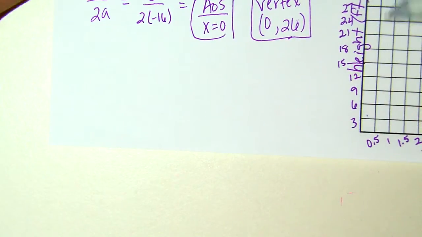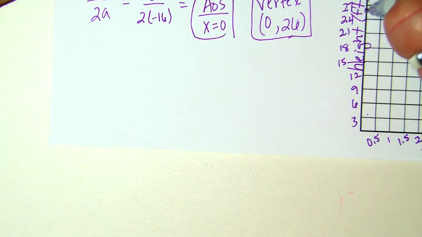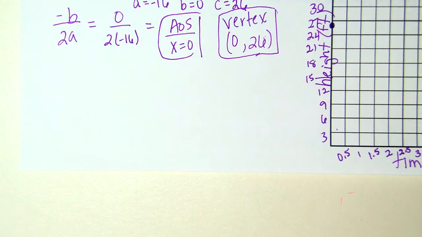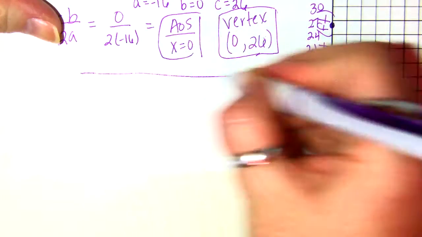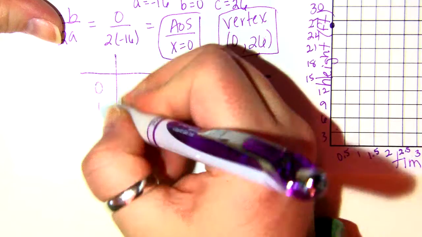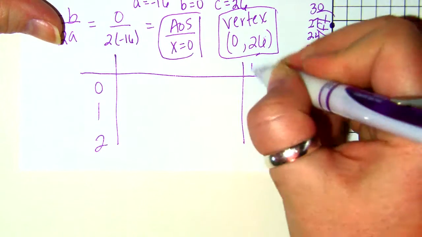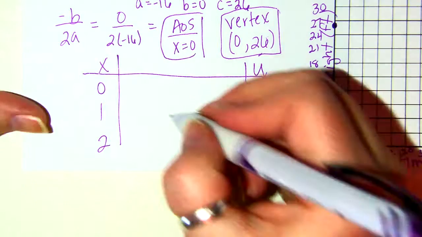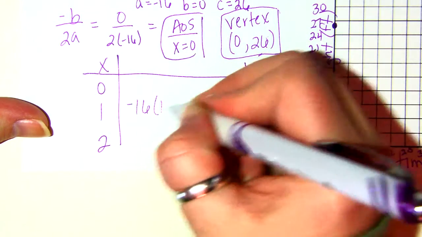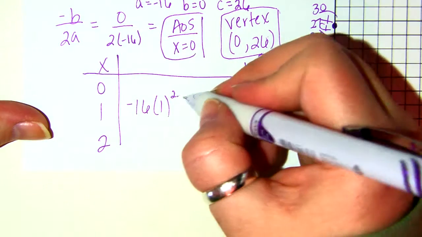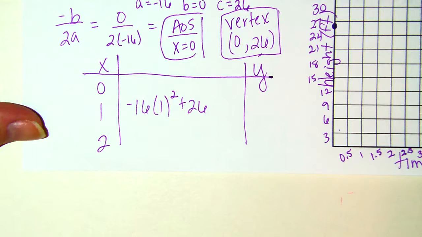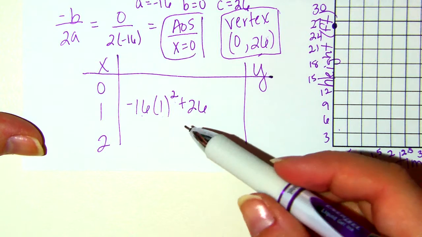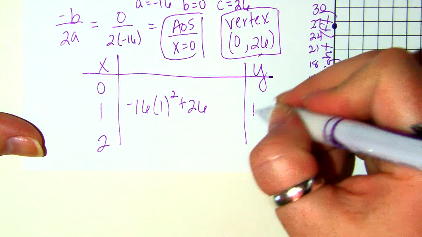Oh, let me plot the vertex. So it should be right below the 27. So 2 more points bigger than 0. So that'd be 1 and 2. So plug in 1 to our original equation. Negative 16 times 1 squared plus 26. So 1 squared is 1 times negative 16 is negative 16 plus 26 is 10.